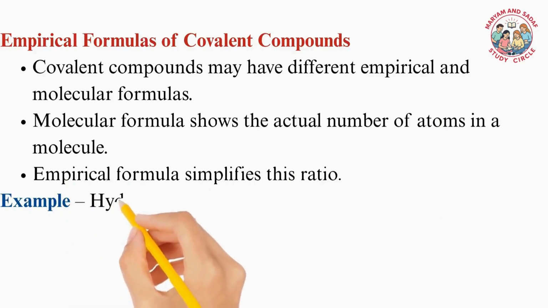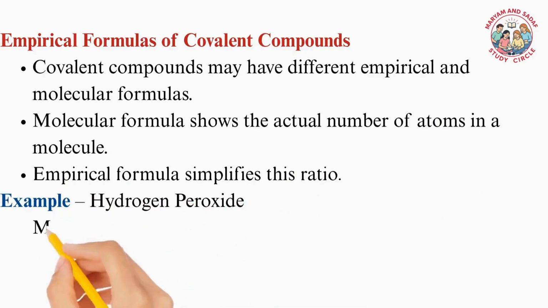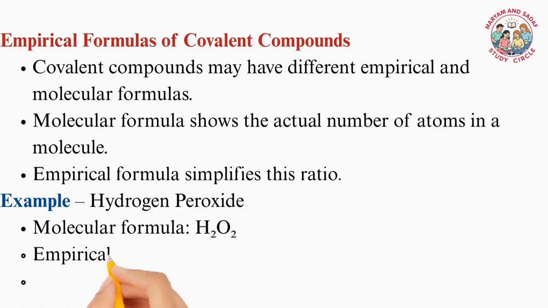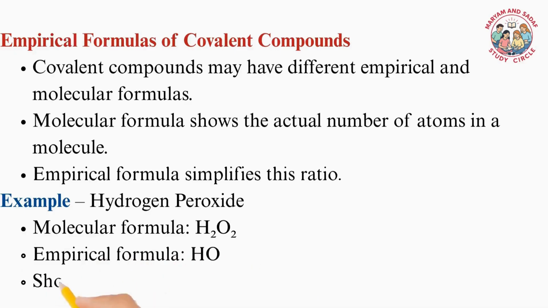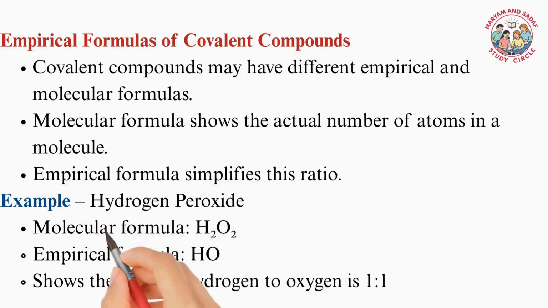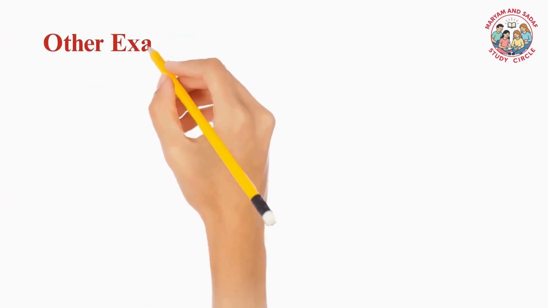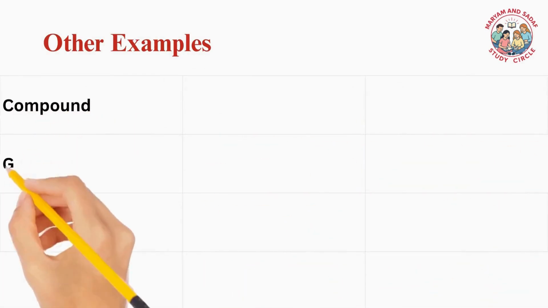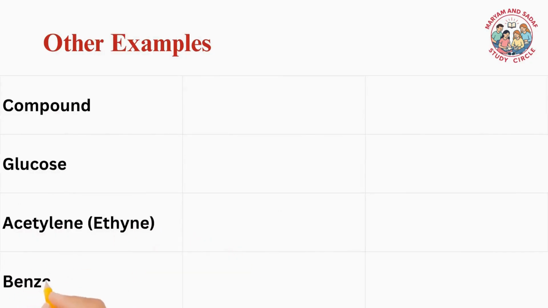Example is hydrogen peroxide. Its molecular formula is H₂O₂ and its empirical formula is HO. This shows the ratio of hydrogen to oxygen is 1 to 1. In this table, the empirical and molecular formulas of glucose, ethene and benzene are shown.